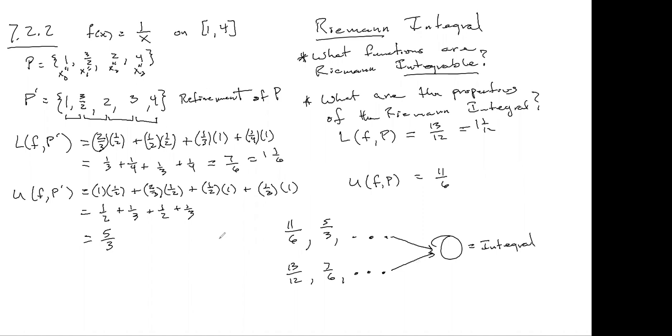So that's the process in practice that we would use to actually figure out what the integral is: continue to take refinements, add more points to our partitions, find the upper and lower sums, and then look at these sequences of real numbers. What do those sequences converge to? If they converge to the same number, then we say this function is Riemann integrable, and this is what the integral is equal to. If they diverge, if they don't ever get close together, then we say that the function is not Riemann integrable.